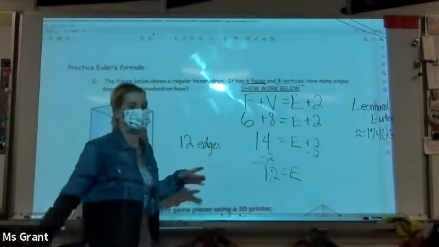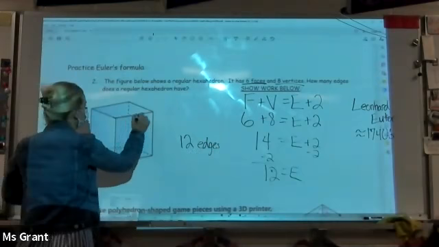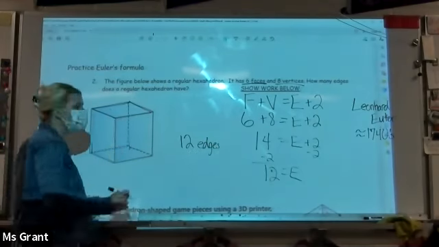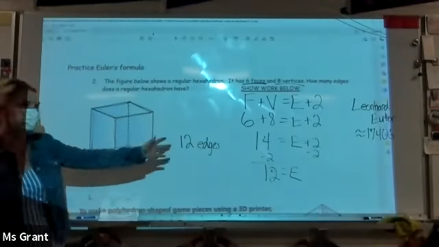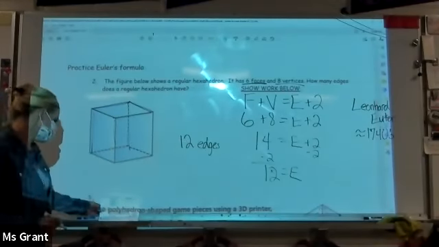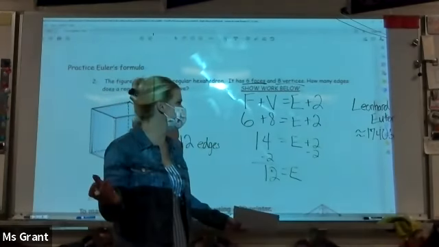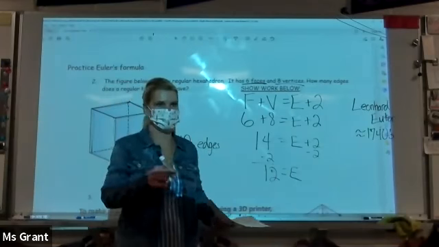This is one of those things that if you don't really feel like counting and going 1, 2, 3, 4, 5, 6, 7, 8, 9, if you don't want to just count, you would use this formula. And it's great because it works with all 3-dimensional shapes. So it really spans everything.